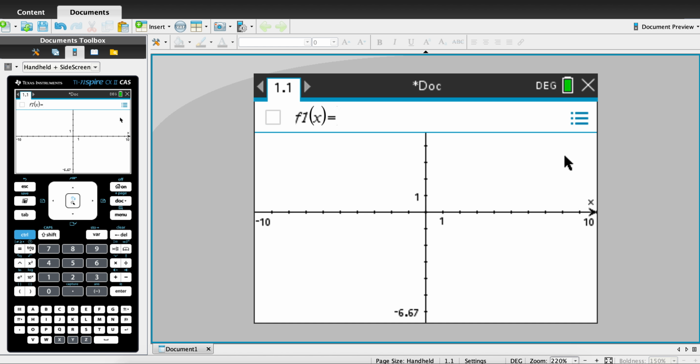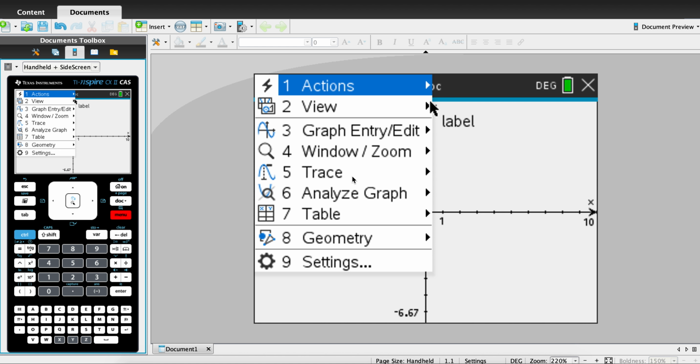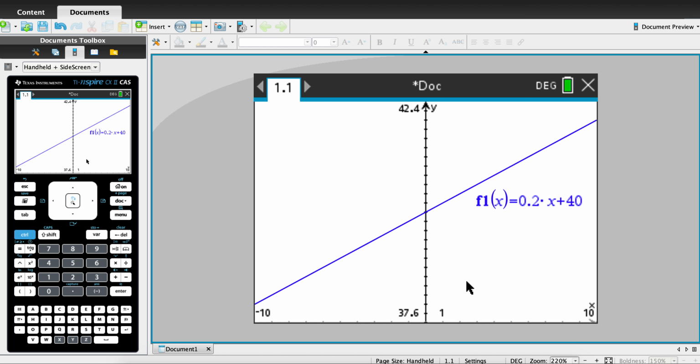So I'll put the first one in. It was 0.2. Now it's not going to be n, so don't do this because then you won't get a graph come up. The n equivalent is the x-axis, so I'll put that in, and then I'll put plus 40. Now when I press enter, you'll see I can't see it. I can't see it because it's further up the window, so I'll just press menu, window, and I'll go zoom fit so I can see it better. So there it is. It's got the y-intercept of 40, so that's why I couldn't see it.